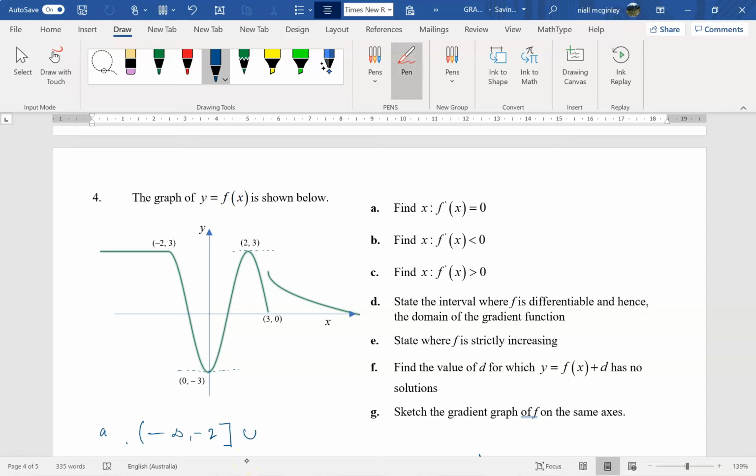Or we get another turning point here at 0. So we include 0 here, and the gradient is 0 at 2 rather.